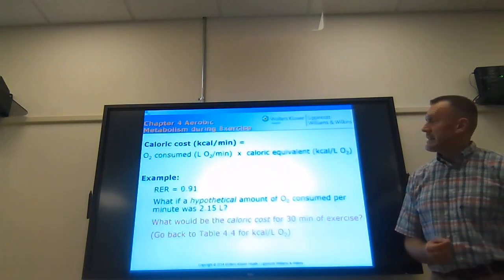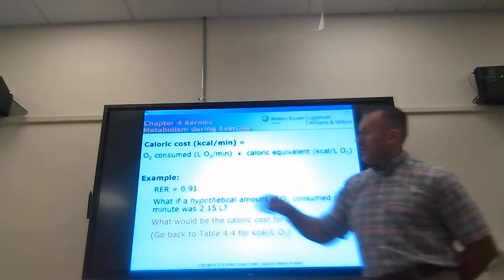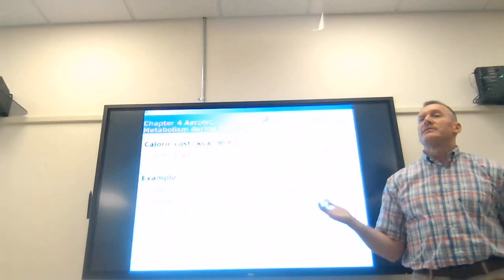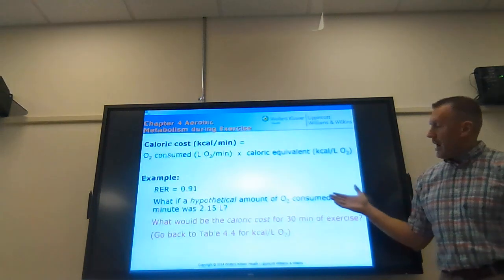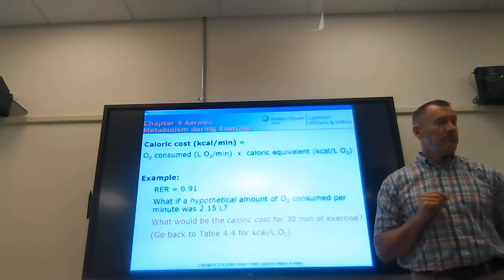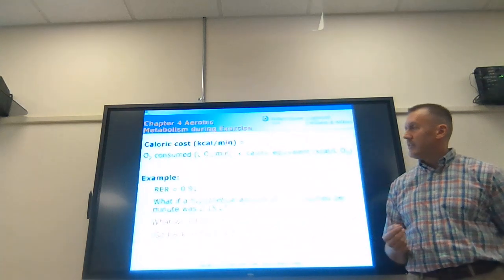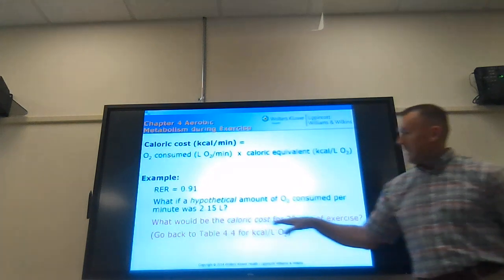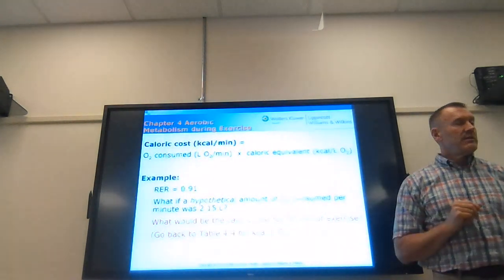So let's take this as an example. At a respiratory exchange ratio of 0.91, and let's just say hypothetically, the amount of oxygen consumed per minute was 2.15 liters. Respiratory exchange ratio was 0.91. What would be the calorie cost for 30 minutes of exercise?